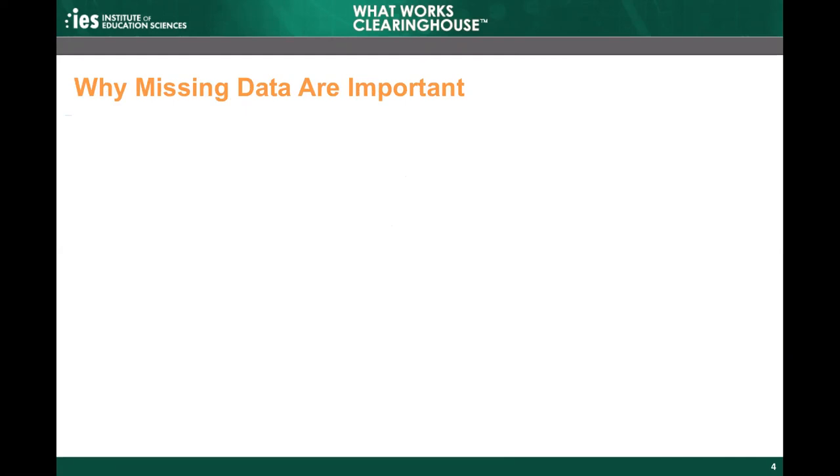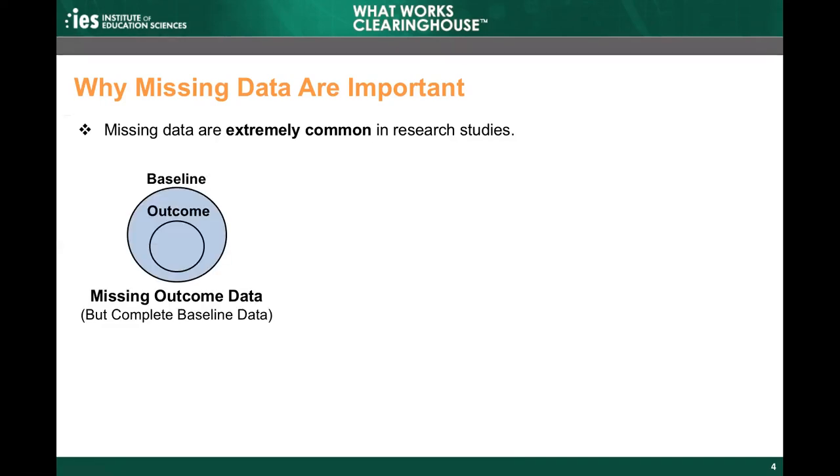And let me add my welcome to those of you on the webinar. I'm going to begin by helping us think a bit about why missing data is important and some of the ways that missing data can occur in studies. So I think we would all agree that missing data is quite common in research studies, and I'm going to present three scenarios that occur frequently in practice and all lead to missing data. So let's begin with scenario one.